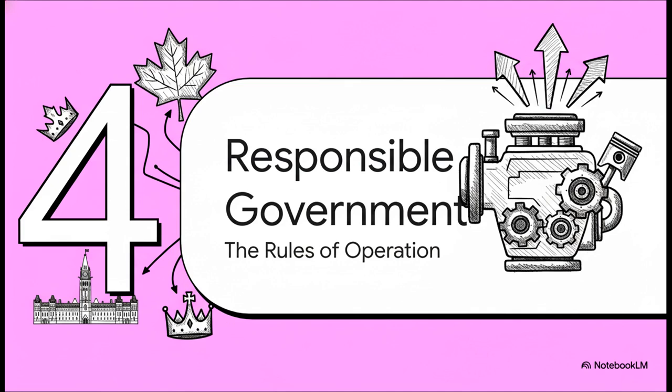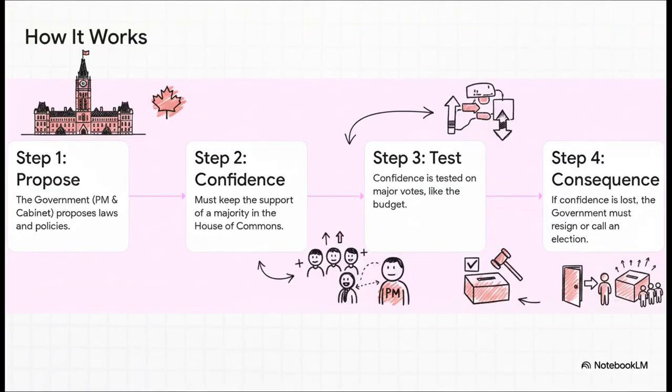It's called responsible government. Responsible government sounds kind of complicated, but it's actually a pretty simple and really powerful idea. It just means that the government, so the Prime Minister and the Cabinet, can only stay in power as long as it has the support, or the confidence, of a majority of the elected MPs in the House of Commons. So, if the government loses a big vote on something important, like the national budget, it's considered to have lost confidence. When that happens, the Prime Minister has only two choices: resign or call a brand new election. It's the key mechanism that keeps the government accountable to the people's representatives.